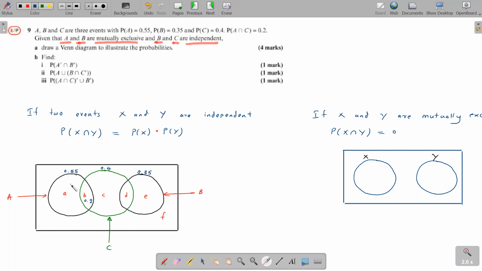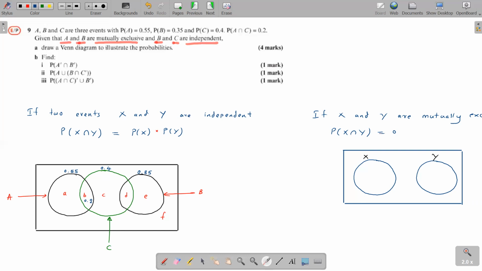Okay, so let's mark the other information. We have marked the basic information. So now we have drawn the Venn diagram and marked the basic information. When they ask you to draw the Venn diagram, you need to get all these probabilities. So let's get all the probabilities.